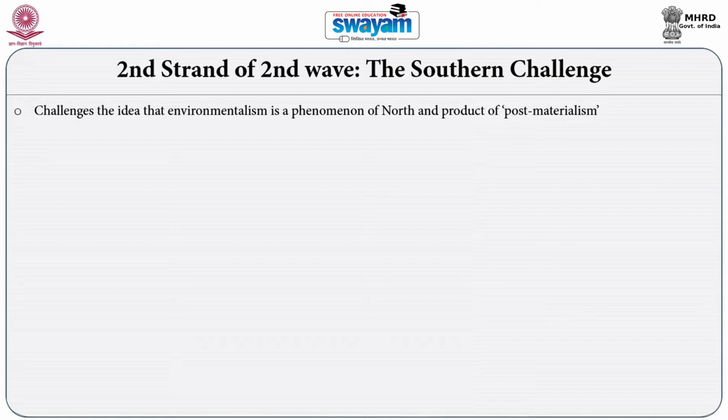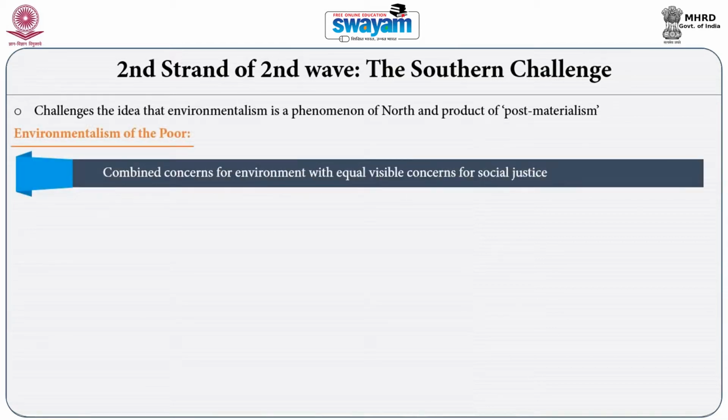So the southern challenge, the southern environmental ideas, basically challenge the idea that environmentalism is a phenomenon of the north and a product of post-materialism. While the American radical environmental ideas were raising the issues of pollution and the impact of industrialization, environmental movements in third world societies, or in developing societies, pointed out different aspects. They pointed out altogether a different question. So third world environmental ideas are conceptualized as the environmentalism of the poor by Ramchandra Guha.